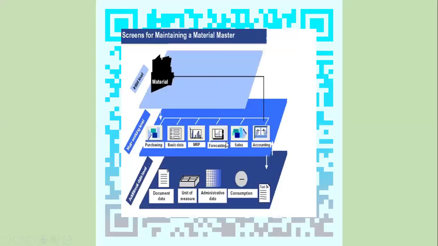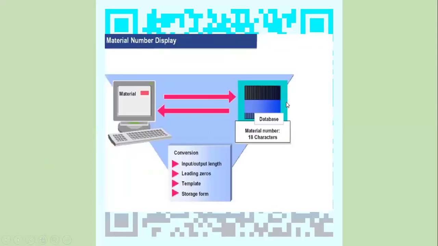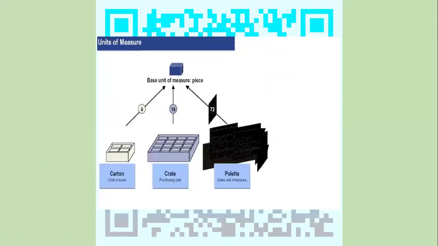Screens for maintaining material master, we've already seen that. Number assignment for materials: as we have seen, the number was assigned internally. We can also assign an external number if that material type allows it to have an external material number. The material is stored in a database, and it has an output length, a number of digits that can be put in a material number, like leading zeros, template. We will see how material numbers are configured.